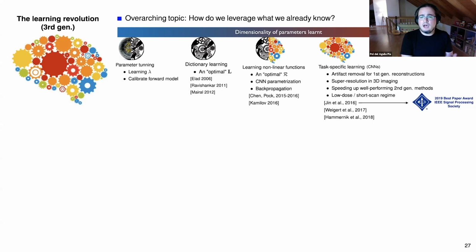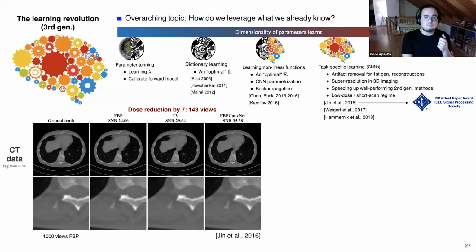But first, let me show you the kind of results that these can provide. Here we have a ground truth computerized tomography data, a first generation method reconstruction, a second generation method reconstruction, and a third generation method reconstruction, particularly that of the paper that won the Best Paper Award.